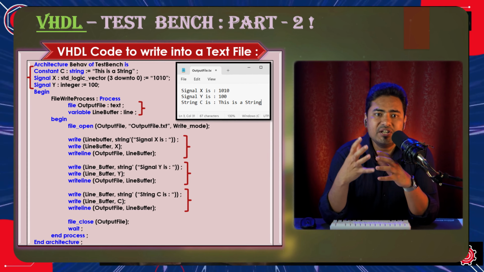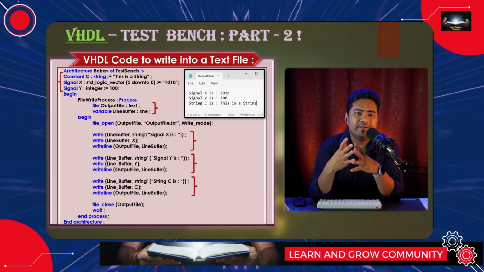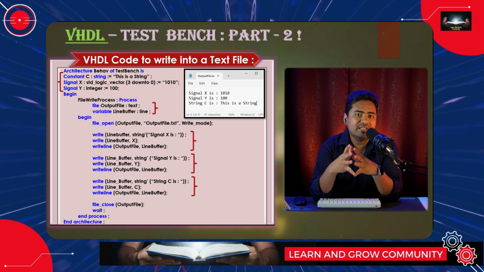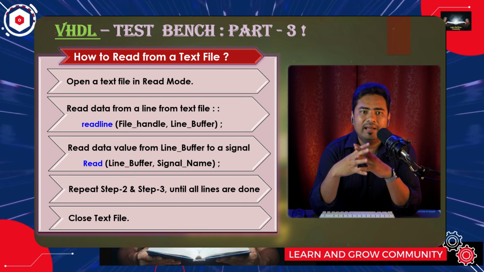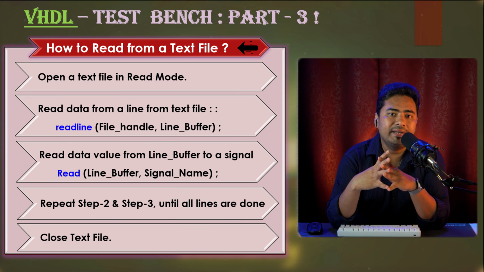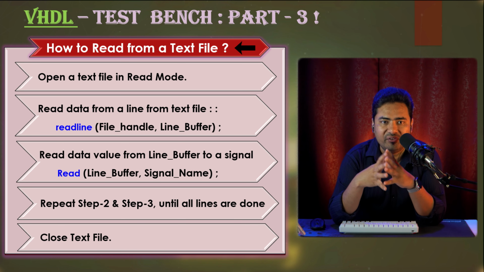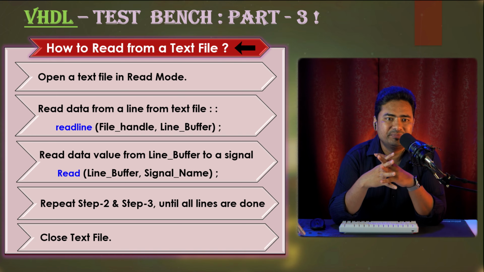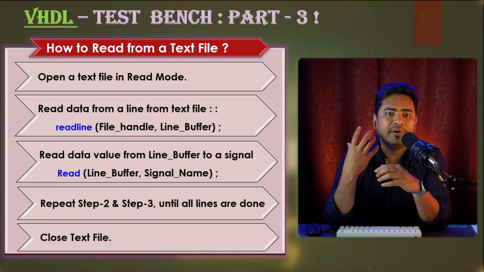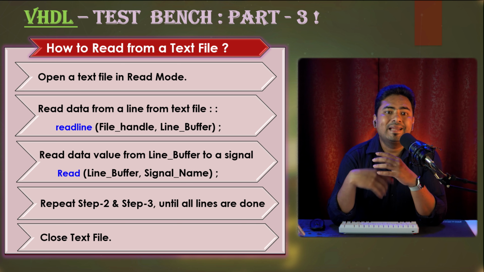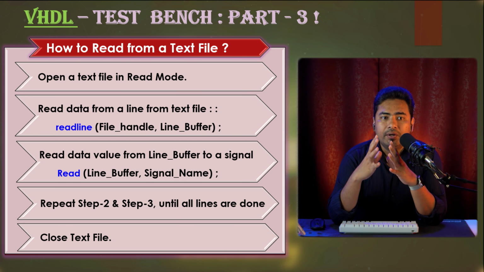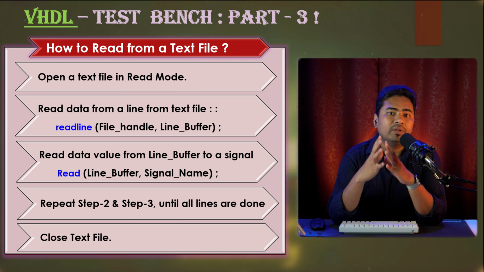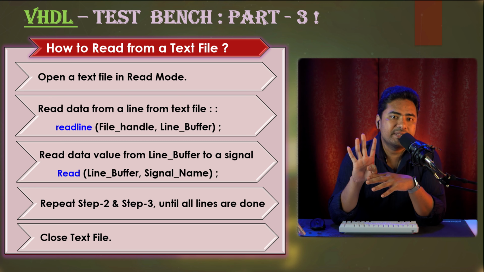Hi, in the last session, we learned how to write data into a text file in VHDL testbench. And now we will learn how to read data from a text file in VHDL testbenches. This can be used to read input values for your test modules as well. So we read the data from the text file in 4 steps.